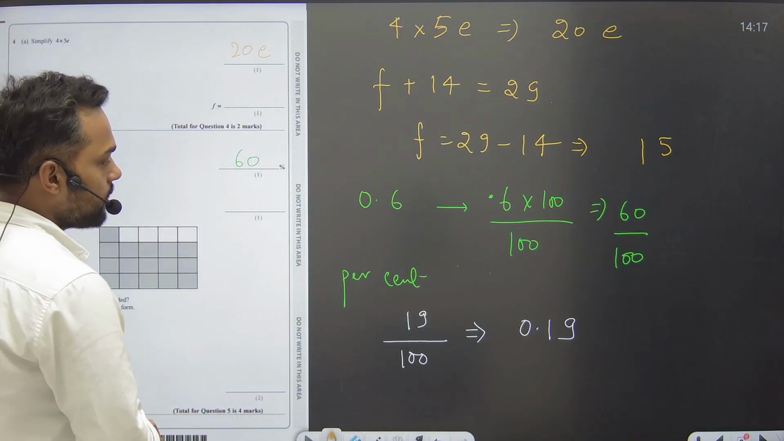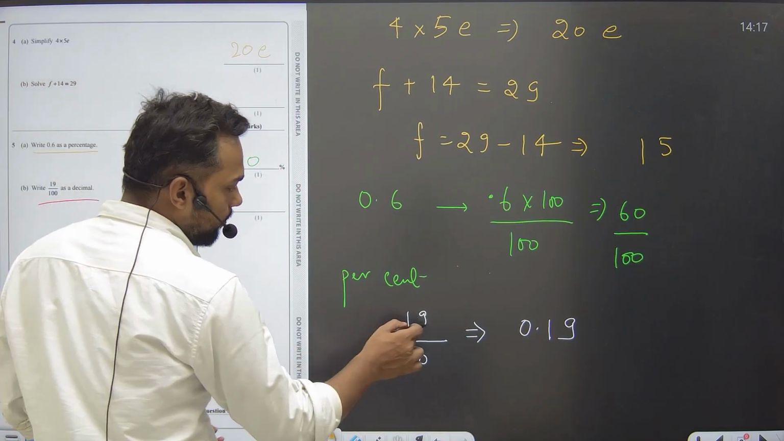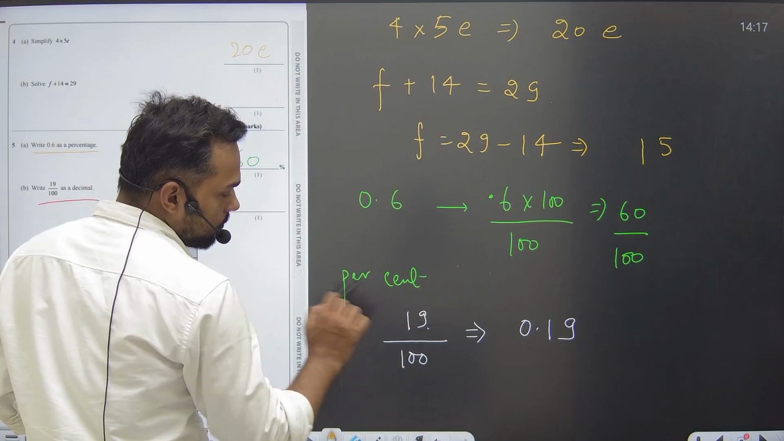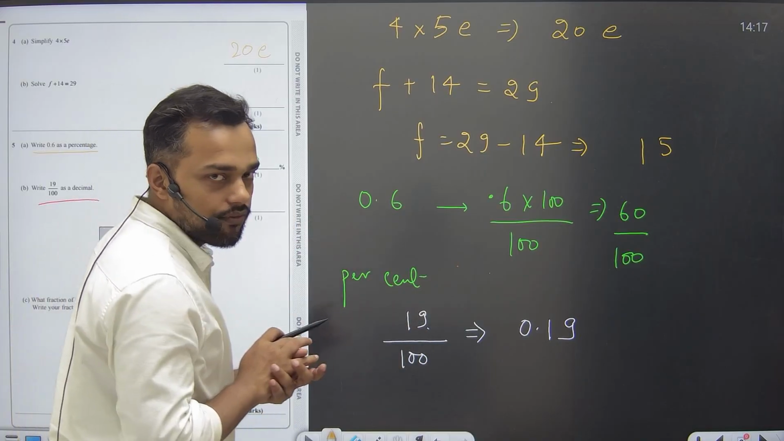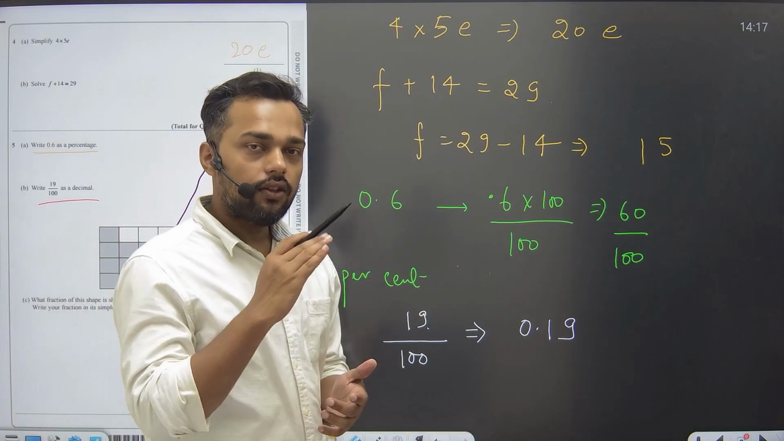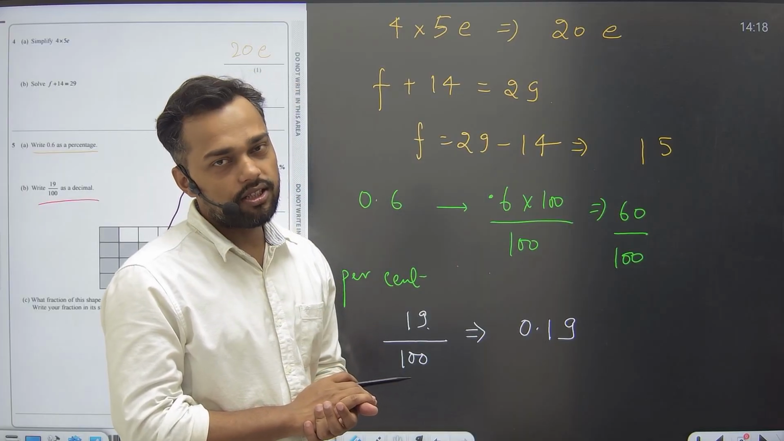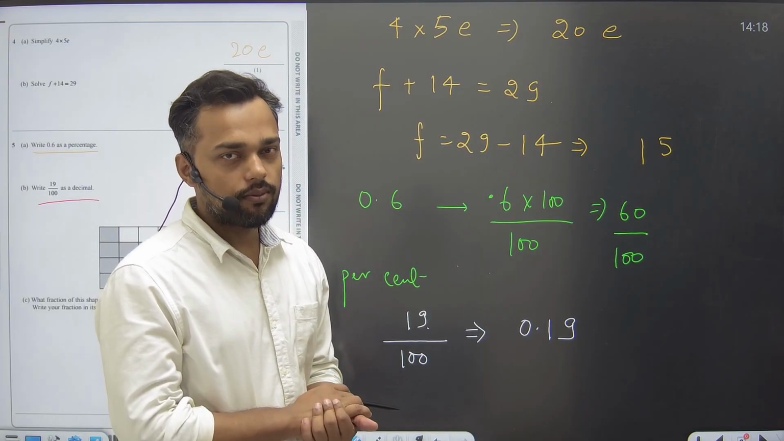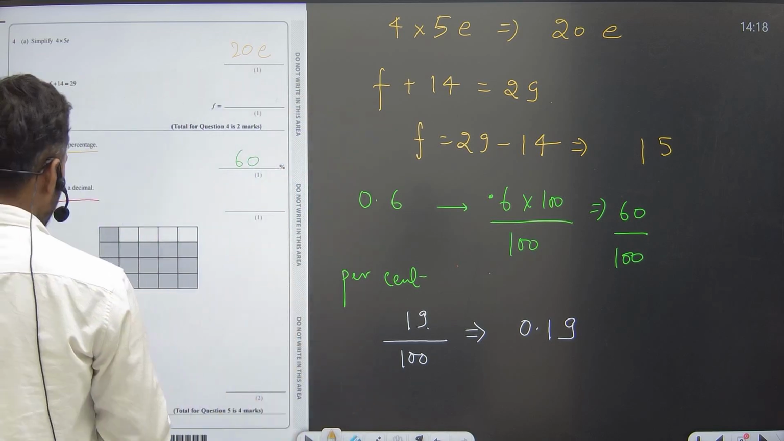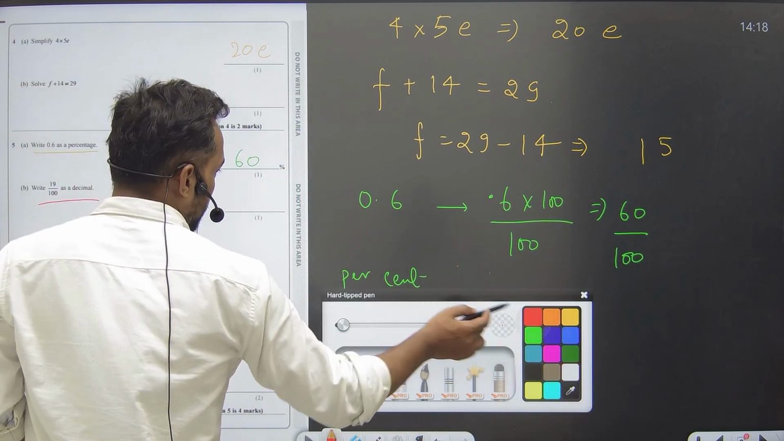Okay, 0.19. We need to count the places. So for 100 it will be after 2 decimal places. If we are dividing it by 10 it will be after 1 decimal place. If we are dividing it by 1000 it will be after 3 decimal places. So it will be 0.19.